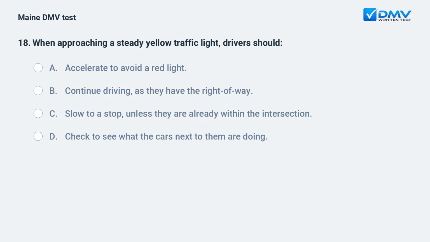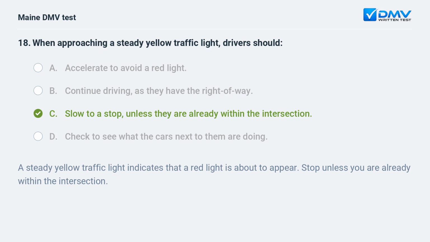When approaching a steady yellow traffic light, drivers should A. Accelerate to avoid a red light. B. Continue driving, as they have the right of way. C. Slow to a stop, unless they are already within the intersection. D. Check to see what the cars next to them are doing. C. Slow to a stop, unless they are already within the intersection. A steady yellow traffic light indicates that a red light is about to appear. Stop unless you are already within the intersection.